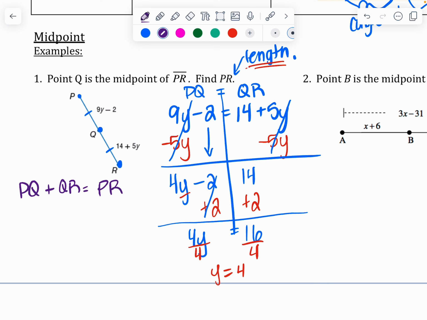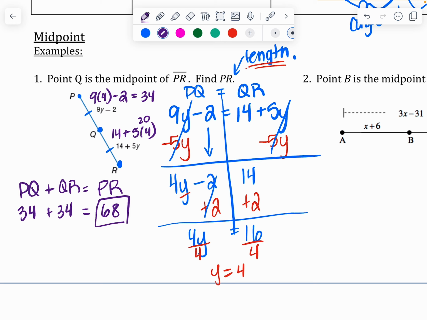So if we plug in 4, you're going to have 9 times 4 minus 2 be 36 minus 2, which will be 34. So PQ is the length of 34. This would be 14 plus 5 times 4, which will be 14 plus 20, which is 34 again. And we know that they were equal, so that makes sense. And then adding them together, you'll get 68 for a total length for PR.